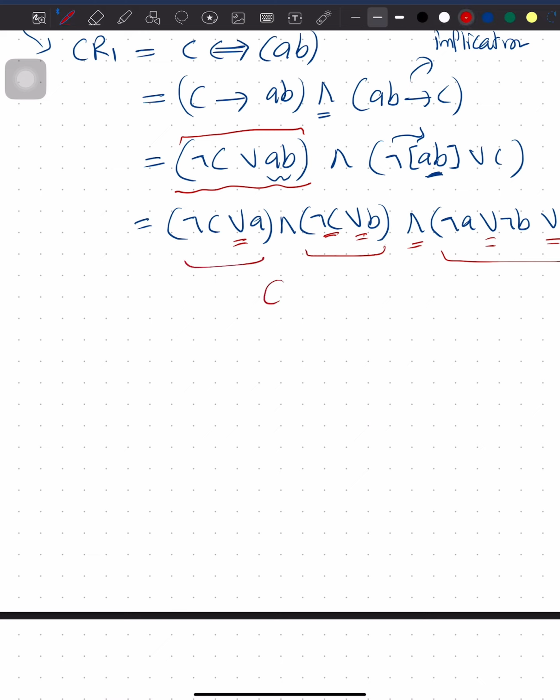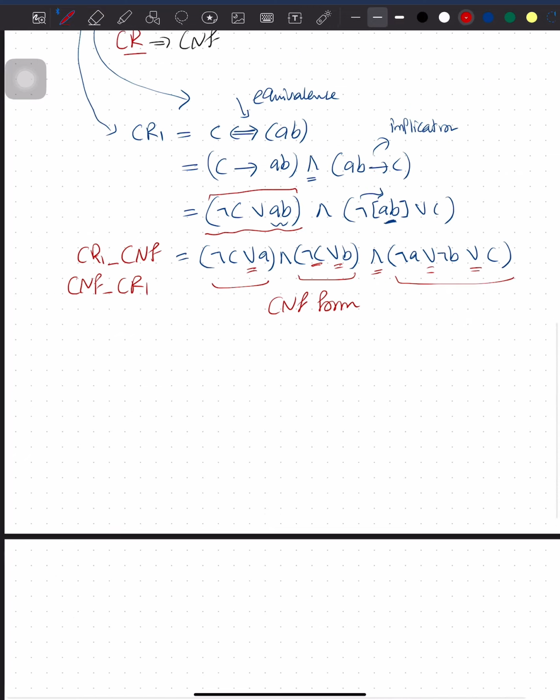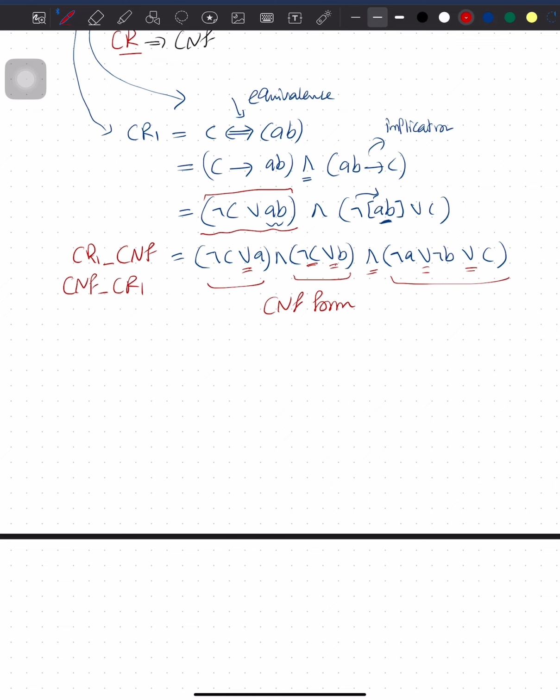So this is CNF form. So this is the CR1 characteristic relationship in CNF form, or you can write it the other way around, CNF form of the characteristic representation 1. Now, this is very systematic, as you can see. So for example, if I have an OR gate, it's just gonna be CR2, this is just a name, right? And that's, for example, C is equivalent to A or B this time, because it's an OR gate, and so on.